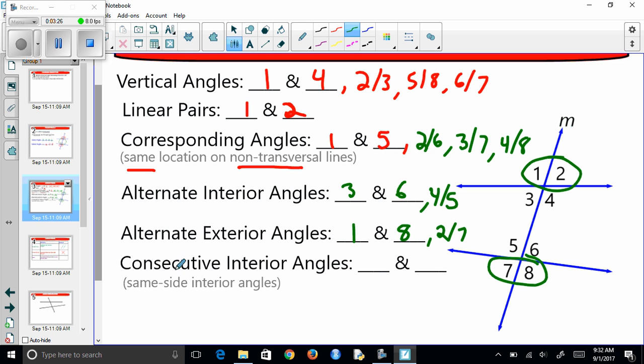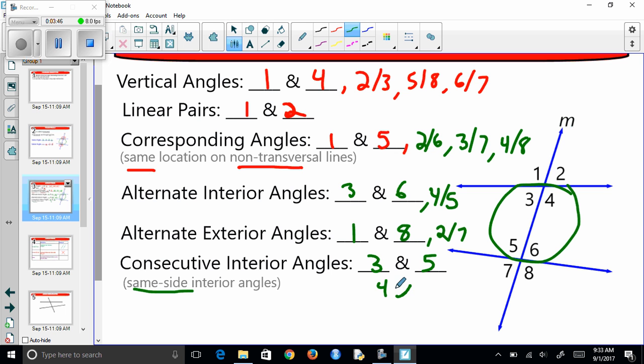Now, something else that pops up a lot is consecutive interior, or sometimes they say same side interior. Those are the interior angles again, I'll go back to the interiors, but now it's the ones that are on the same side. So 3 and 5 would be one, or 4 and 6. So those are a lot of terms. We'll be using these throughout the whole year in geometry. So hopefully we'll eventually get those down.